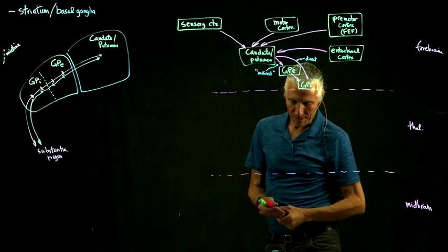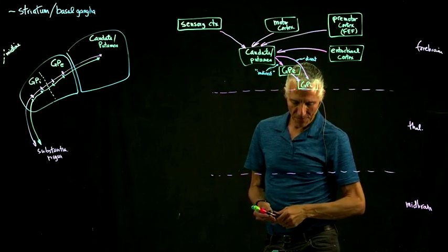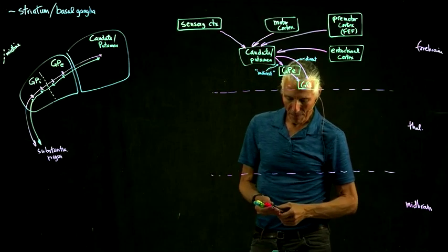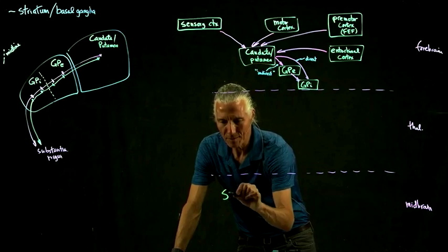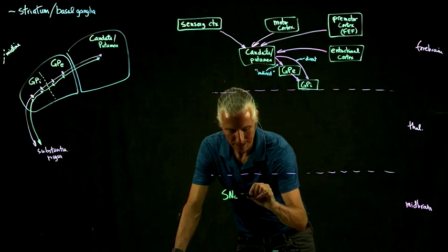Okay, so what about the substantia nigra? Let's put that in next. It's down in the midbrain. So we have the substantia nigra compacta. That's the dopamine part.